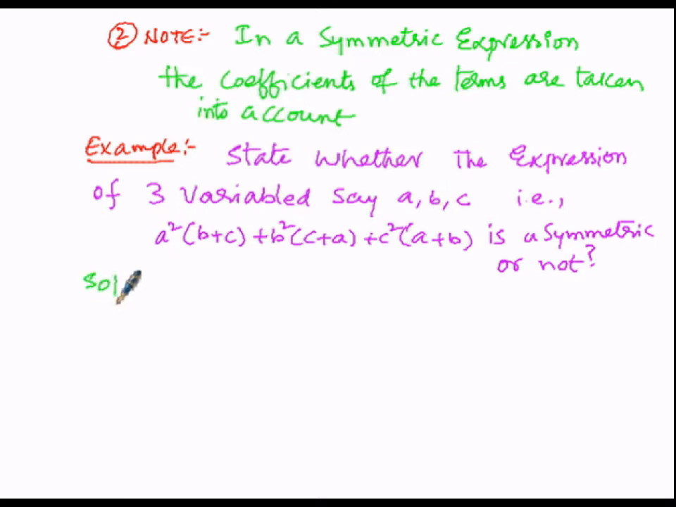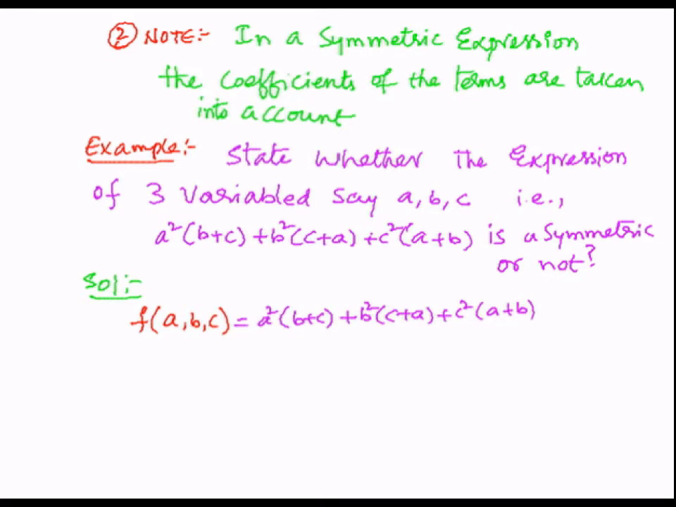So, in our solution we are going to assume the given expression, since it consists of three variables a, b and c, as a function f of a comma b comma c. The expression f consists of three variables a, b, c, and is given by a square into b plus c plus b square into c plus a plus c square into a plus b.